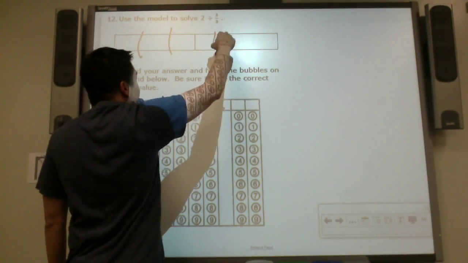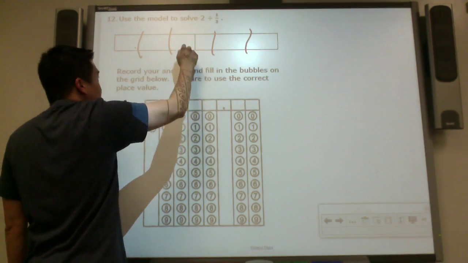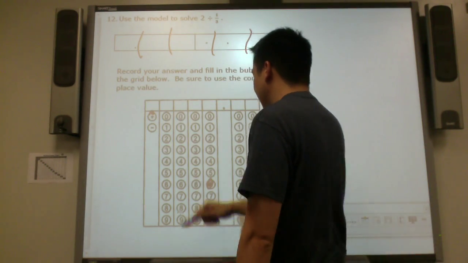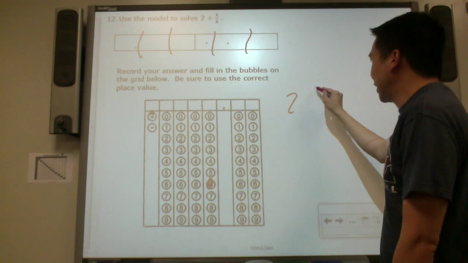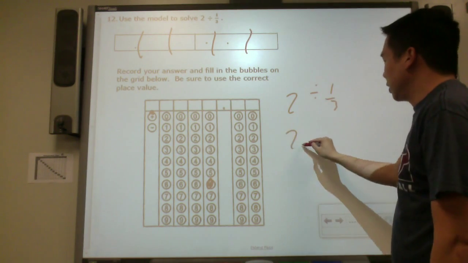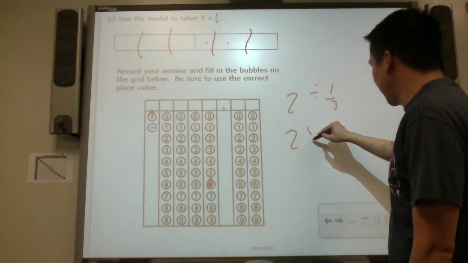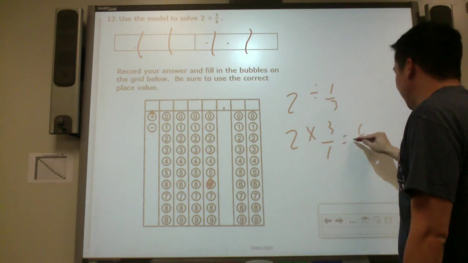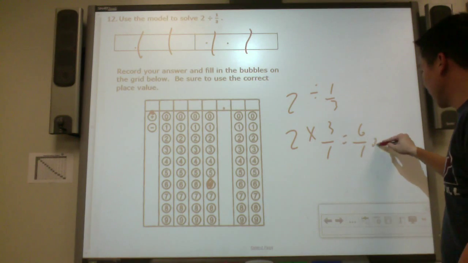Use the model to solve 2 divided by 1/3. How many thirds go into 2 whole? 1, 2, 3, 4, 5, 6. 6 groups of them. Positive 6. Again, how to get this mathematically? Keep, change, turn it into a multiplication expression. Flip it. 3, 1, 6, 1. Or 6.